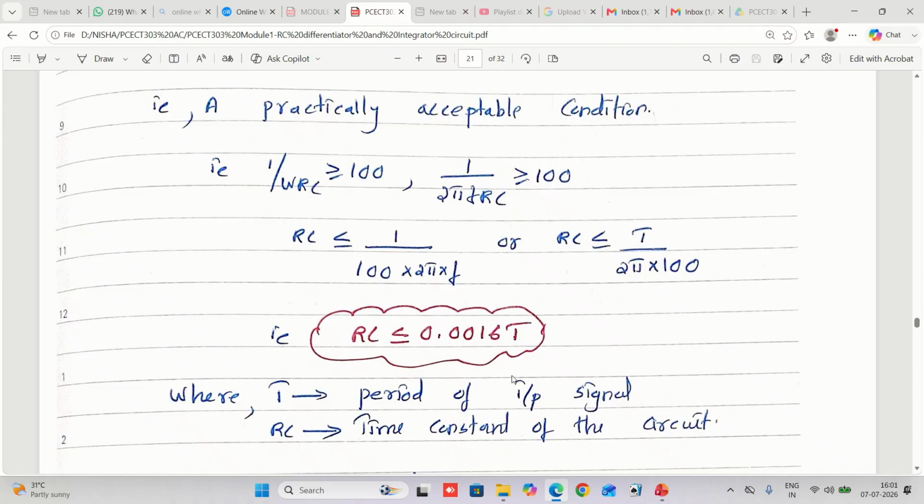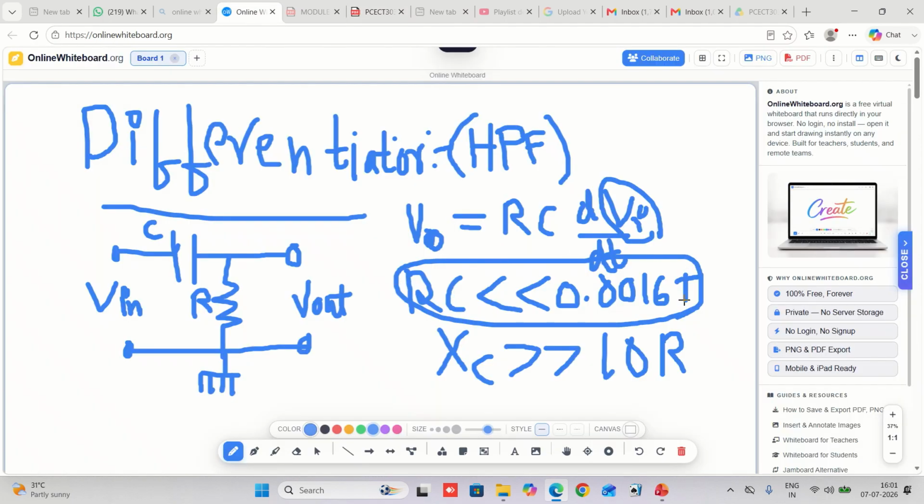For an RC circuit to act as a differentiator, the RC time constant should be very much less than 0.00160. That is the condition to be satisfied, that I already explained. For a high pass filter to act as a differentiator circuit, the RC time constant should be very much less than 0.00160. Next we will check the RC low pass filter.